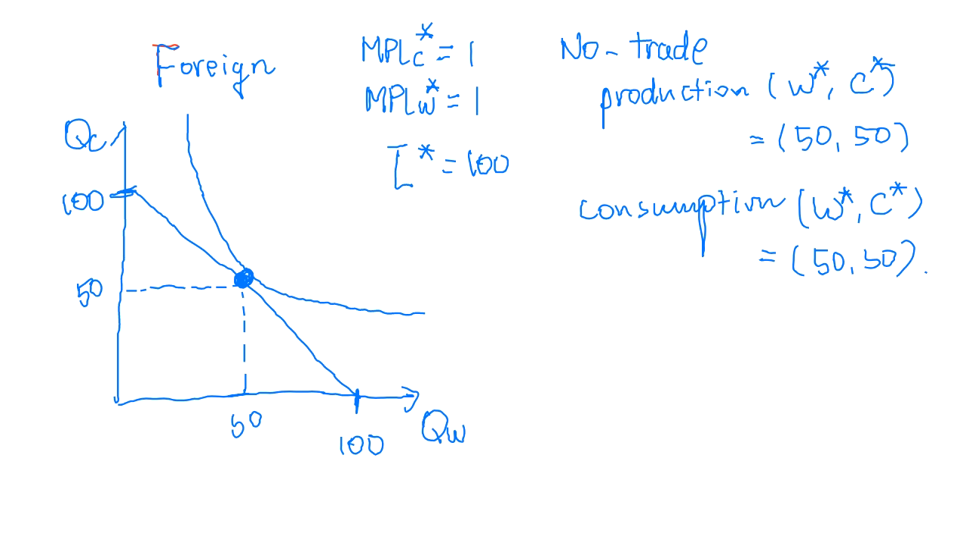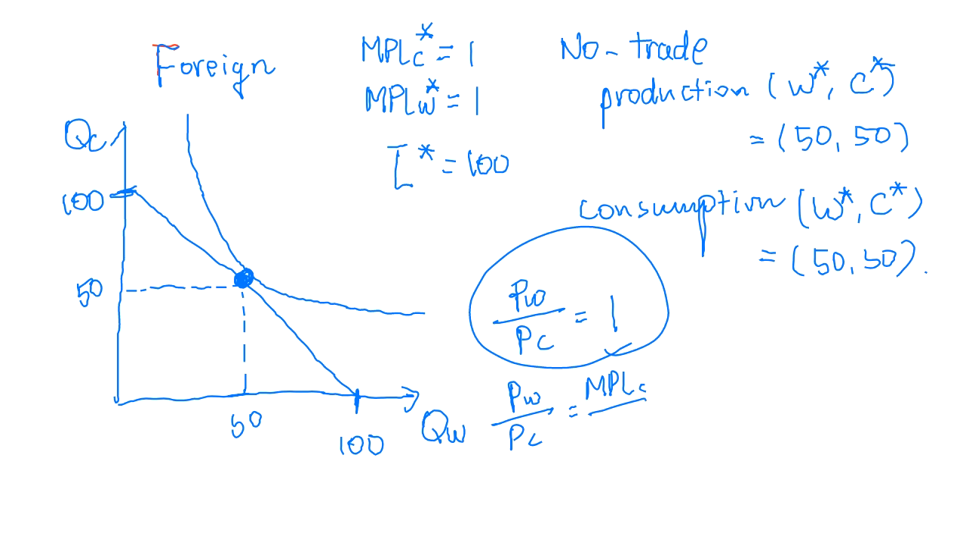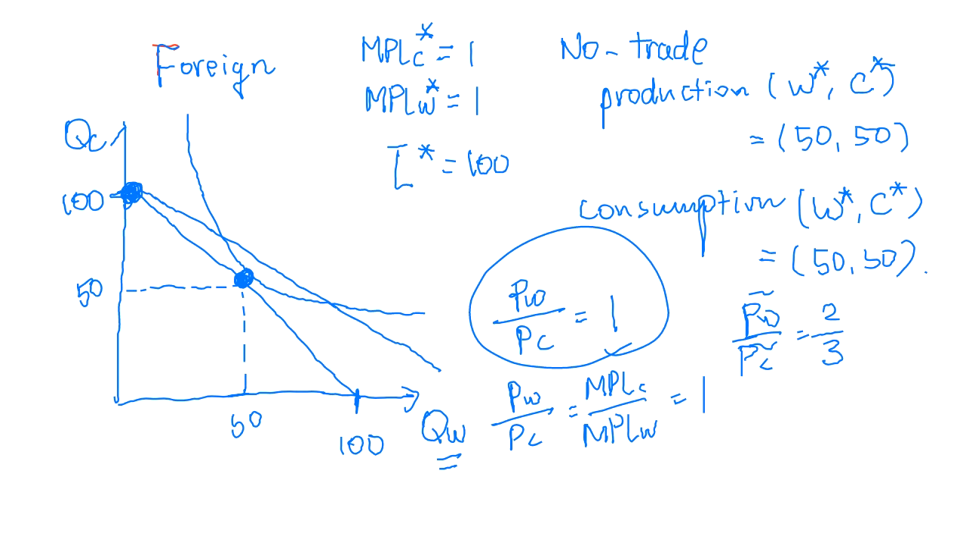Okay, after the trade, originally what's the relative price? The relative price is equal to 1, and this is because MPLC over MPLW is equal to 1, right? But after the free trade, we know that the world trade price is equal to 2/3. So the foreign country will export clothes, will import wheat, and the relative price becomes like this.